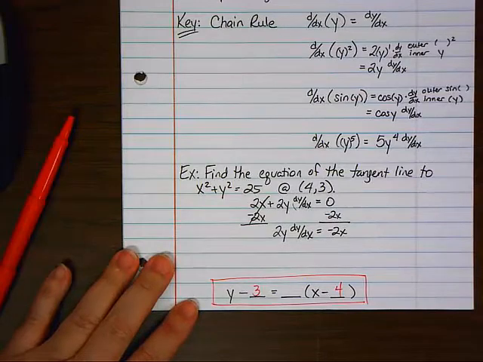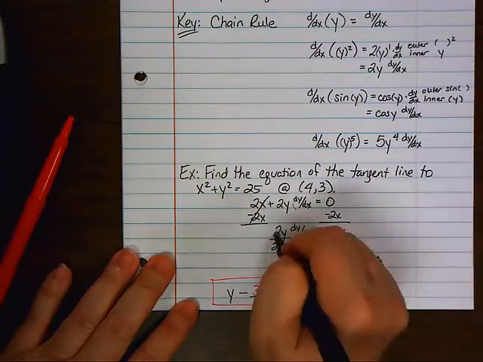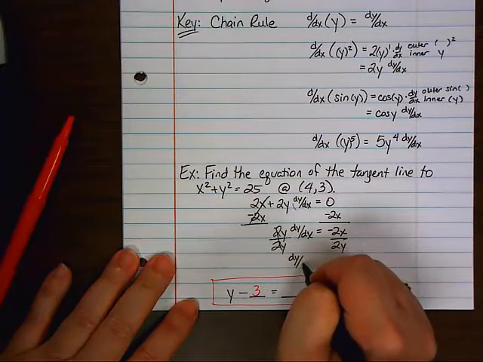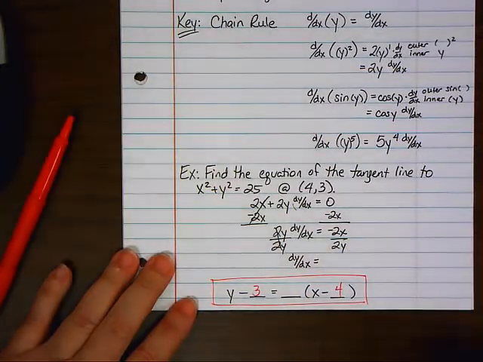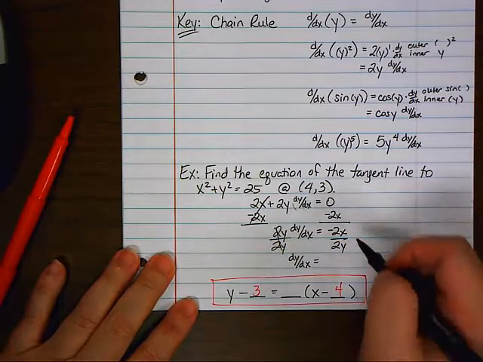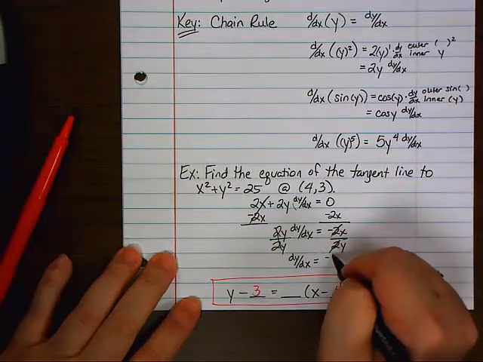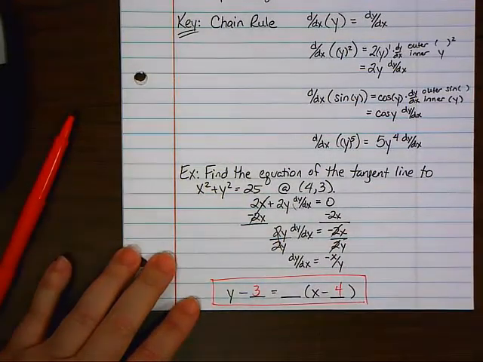Now what do we do? Divide by 2y. So dy over dx equals, can I cancel those twos? Yes. It's 2 over 2, yes, you can. It's just negative 1. So it's negative x divided by y.